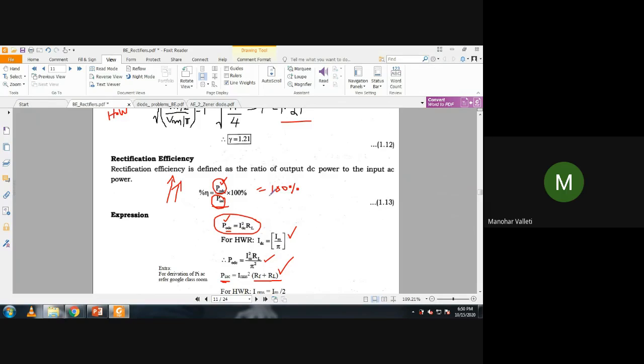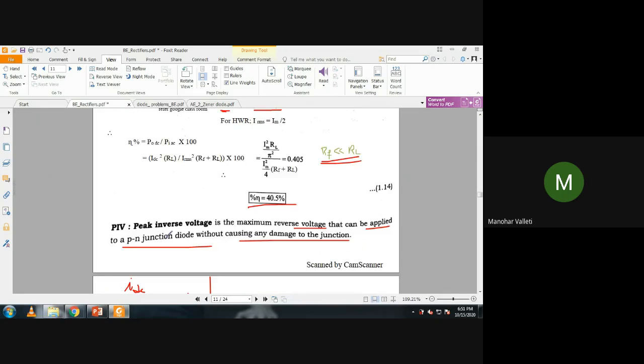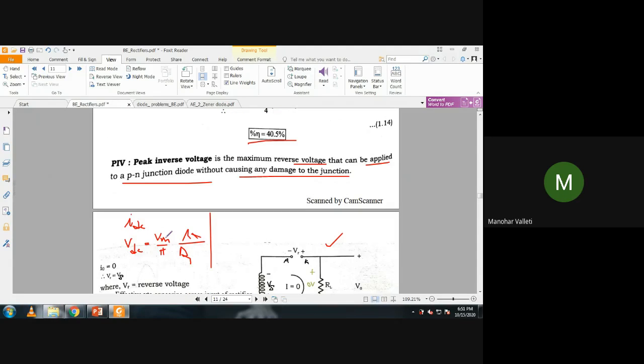And efficiency is output DC power by input AC power multiplied by 100. It tells how efficiently the rectifier converted the AC to DC. So ripple factor has to be as high as possible or as low as possible? It should be as low as possible, and rectifier efficiency should be as high as possible. And peak inverse voltage decides the maximum reverse bias voltage of the diode, which decides the selection of the diode. How much reverse breakdown voltage the diode should have will be decided by peak inverse voltage.